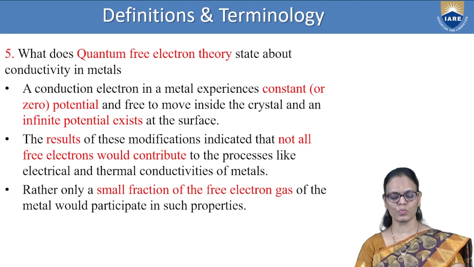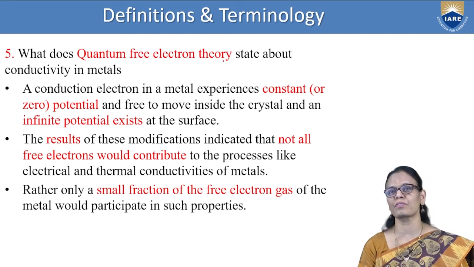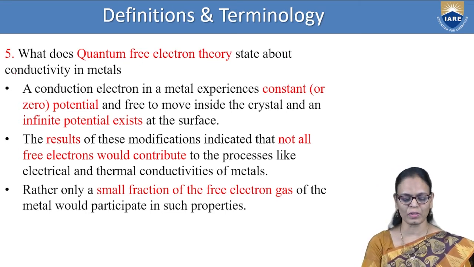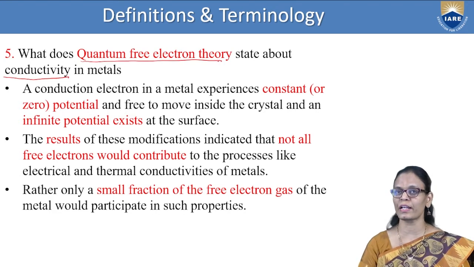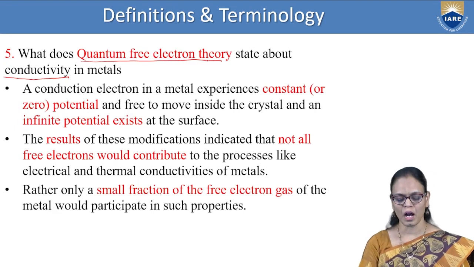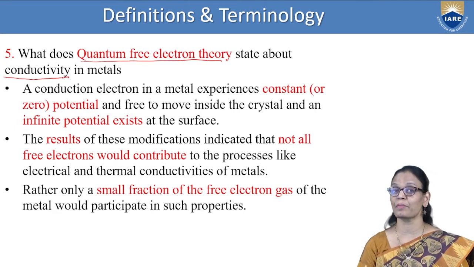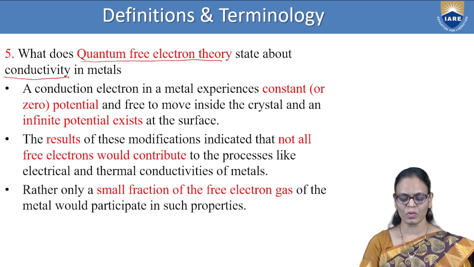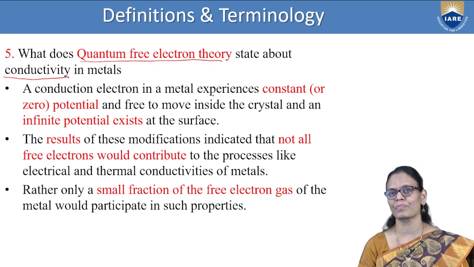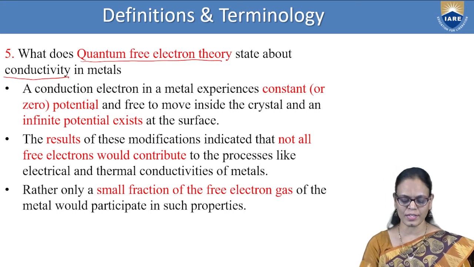Now the next one is, what does quantum free electron theory state about the conductivity of metals? So we are going to see what is quantum free electron theory, and according to the quantum free electron theory, how the conductivity of metals can be explained. So, what we see is a conduction electron in a metal experiences constant or zero potential.